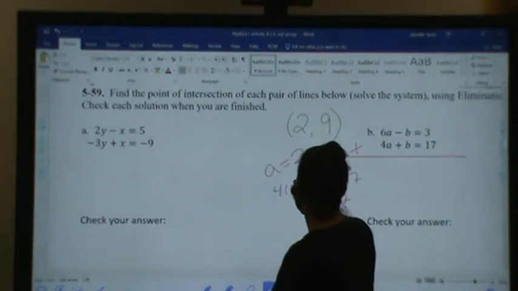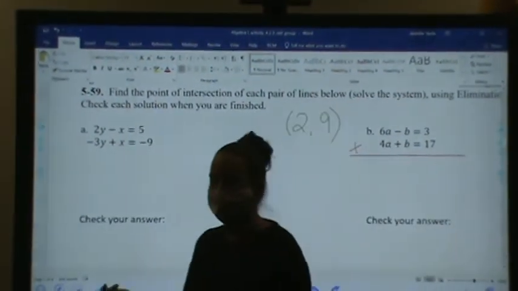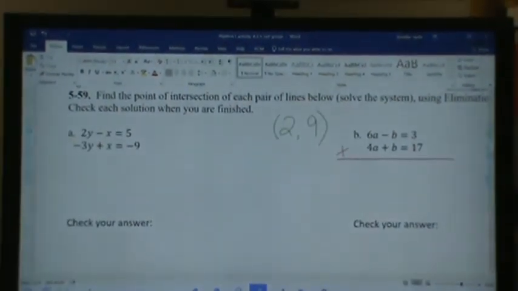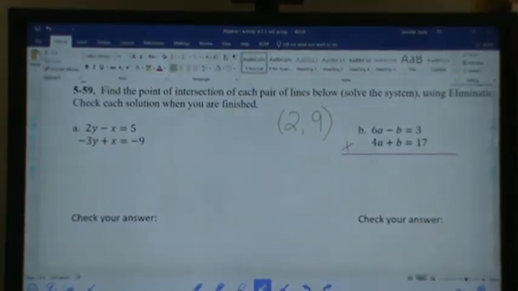And if you don't have an x and a y, don't worry about it. You will just put it as a and b. Okay? 2, 9. Perfect.